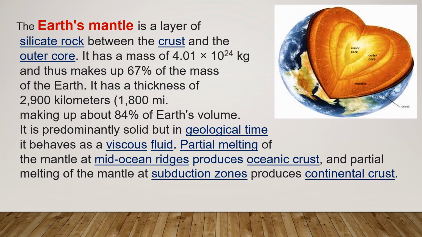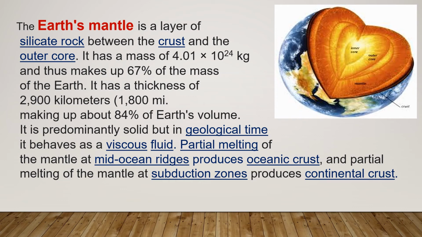We have the Earth's mantle. Let's discover the composition of the Earth's mantle. It is a layer of silicate rock between the crust and the outer core. It makes up 67% of the mass of the Earth. It has a thickness of 2,900 kilometers, making up 84% of the Earth's volume. It is predominantly solid, but in geological time, it behaves as a viscous fluid.